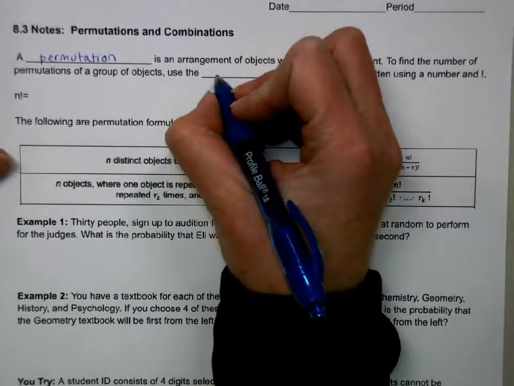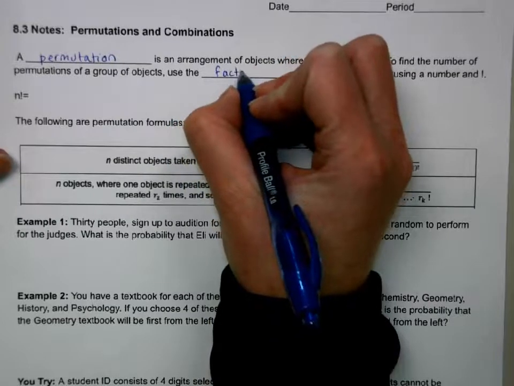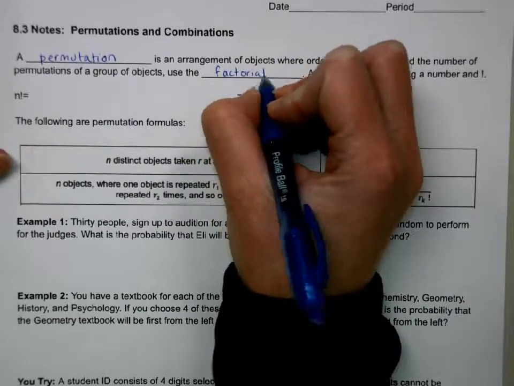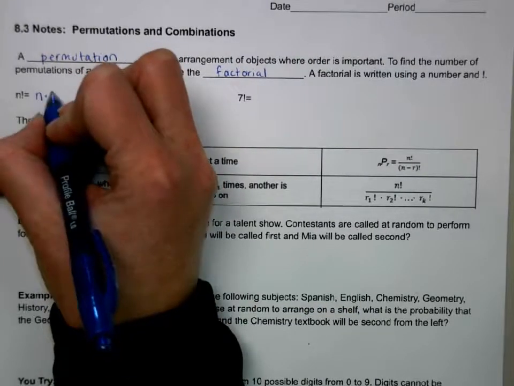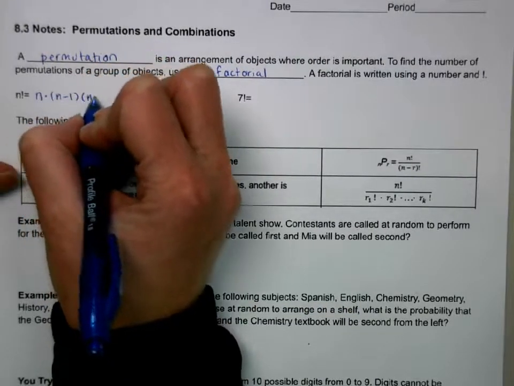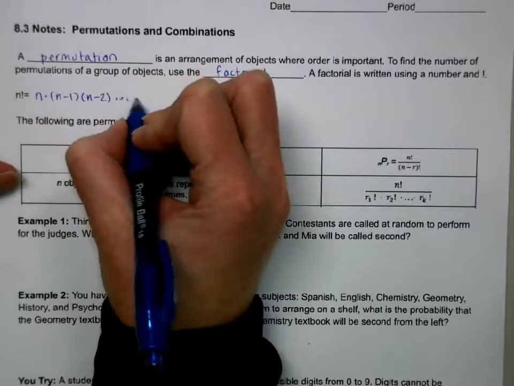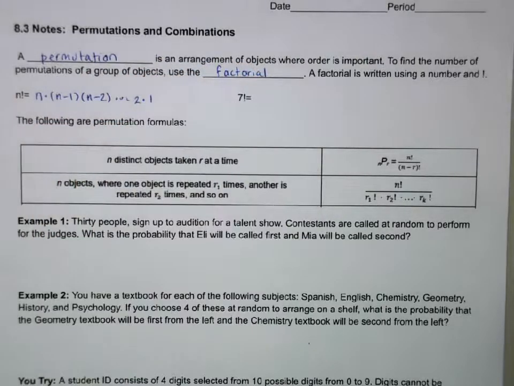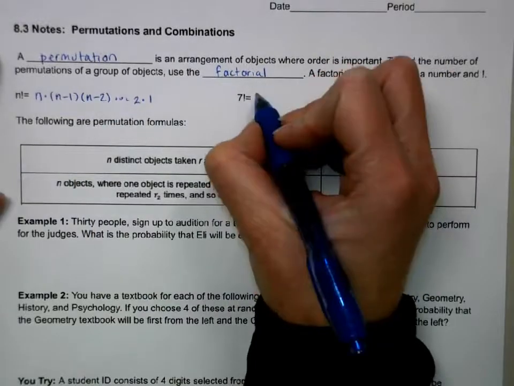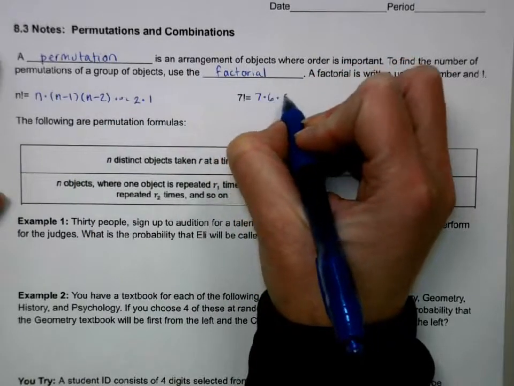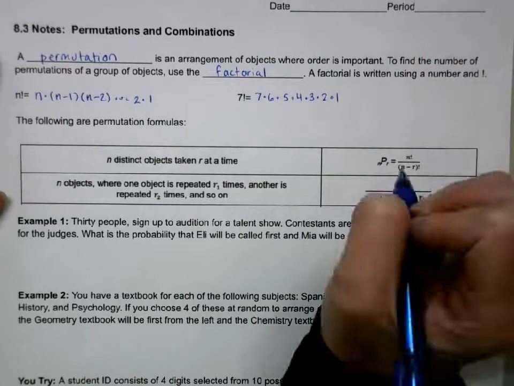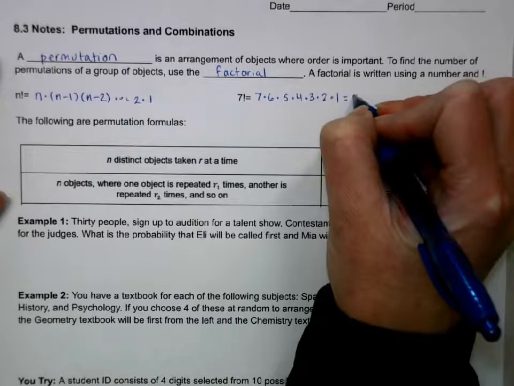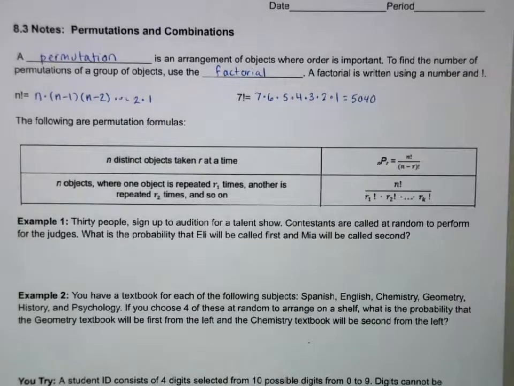To find it, we're going to use something called a factorial. n factorial is going to be n times n minus 1 times n minus 2, all the way down to 2 times 1. So you're going to count all the way down. So if I wanted 7 factorial, that's going to be 7 times 6 times 5 times 4 times 3 times 2 times 1, which if you count that up gives us 5040.